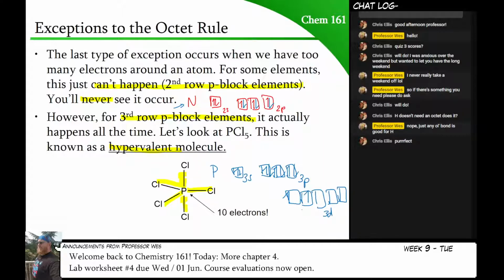In fact, the maximum for a 3d orbital, since this is 10 right here and this is 8, you can have up to 18 electrons around an n equals 3 atom. So what that means is you could potentially form up to 9 bonds around a central atom, provided that that atom, the central atom anyway, is in row n equals 3 or lower.